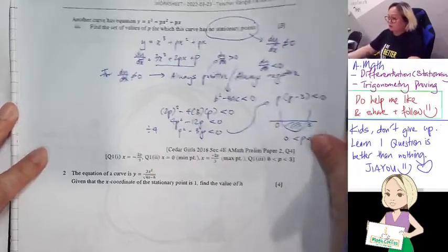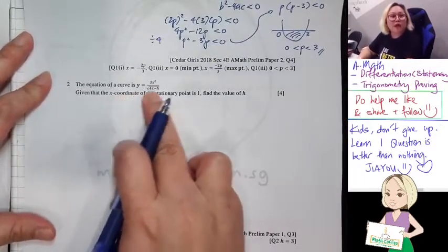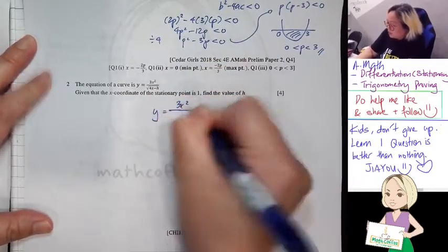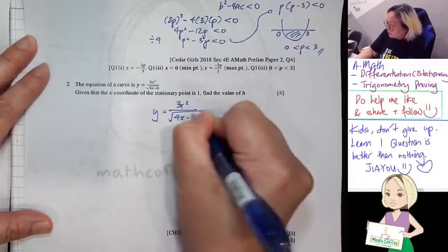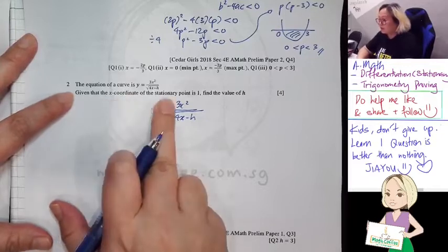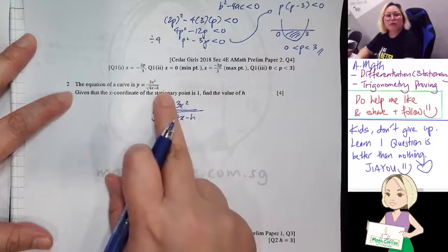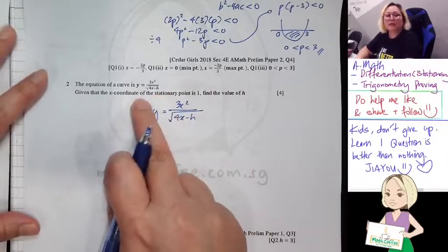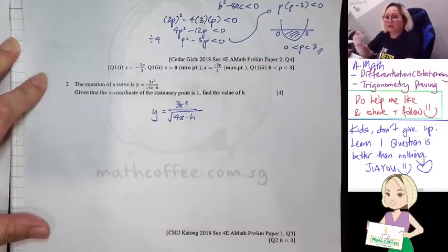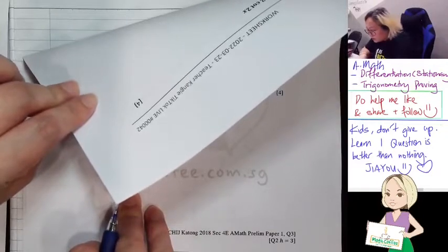Okay, let's move on. Question 2. The equation of the curve is y equals blah blah blah. So let me write out the question. y equals 3x squared over square root of 4x minus h. They say given that the x coordinate of the stationary point is 1, find the value of h. Okay, they tell me that the x coordinate of the stationary point is 1. So that means let's find out our dy dx first. Let's find out what is our dy dx. How to know it is less than or equal?